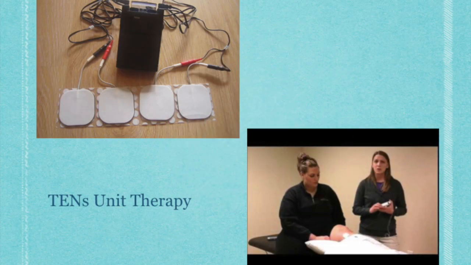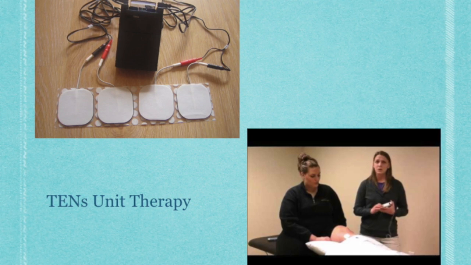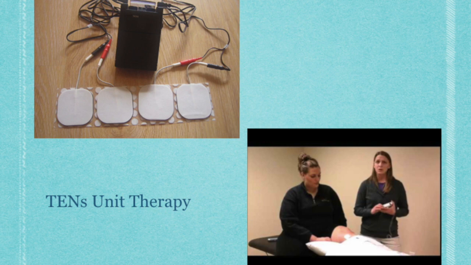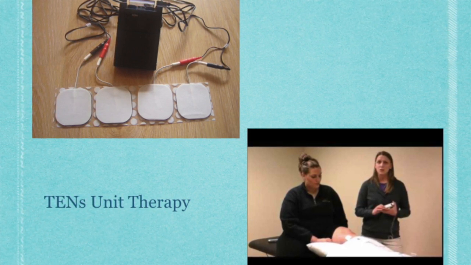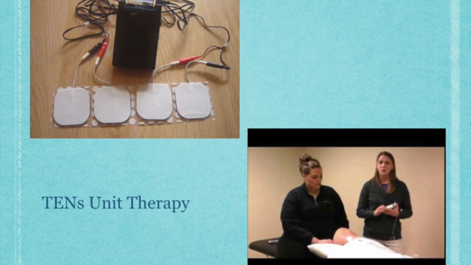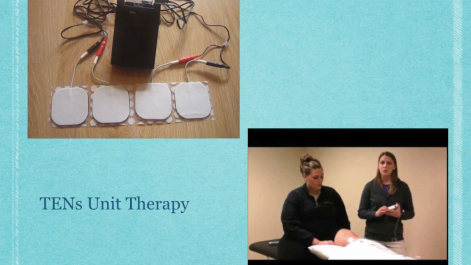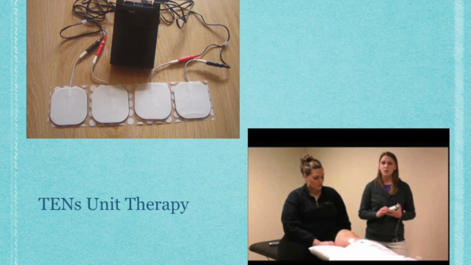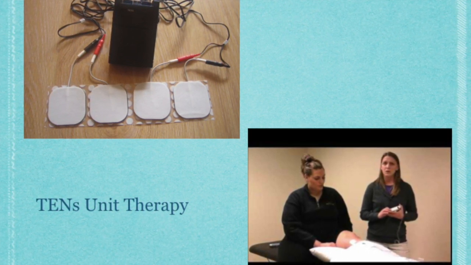TENS unit therapy is another form of treatment used for phantom limb pain. A TENS unit is what you see pictured here. It is a battery-powered electrical device in which electrodes are attached to the patient. An electrical current is generated and delivered into the skin, which activates the underlying nerves in that location. These electrical impulses flood the nervous system, which reduces the ability to transmit pain signals to the spinal cord and the brain, thus lessening pain. This stimulation of the body produces natural pain relievers called endorphins.